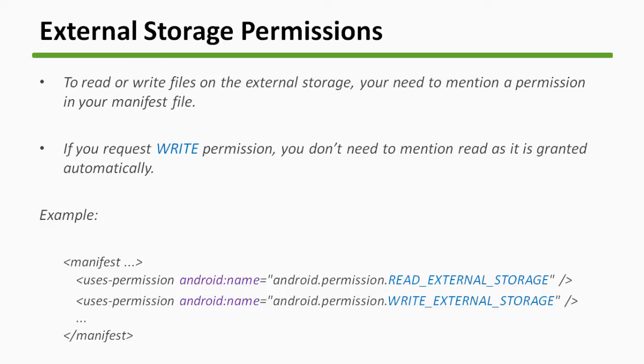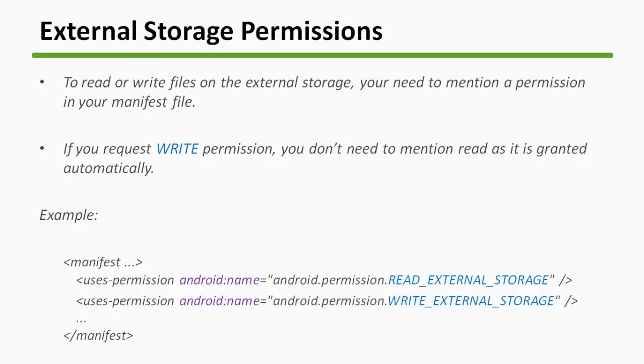Alright, so now for external storage, you need something called permissions. Now what is this permission? So basically you have to make sure that the user knows in advance that your application can save the data on the external storage or can read the data from the external storage, because there are files already present on his external storage. There could be media files or images that you can access, so the user has to be aware of that.